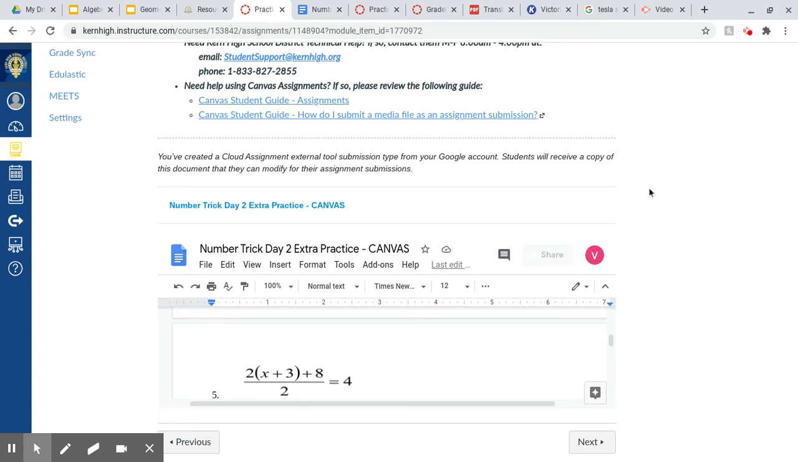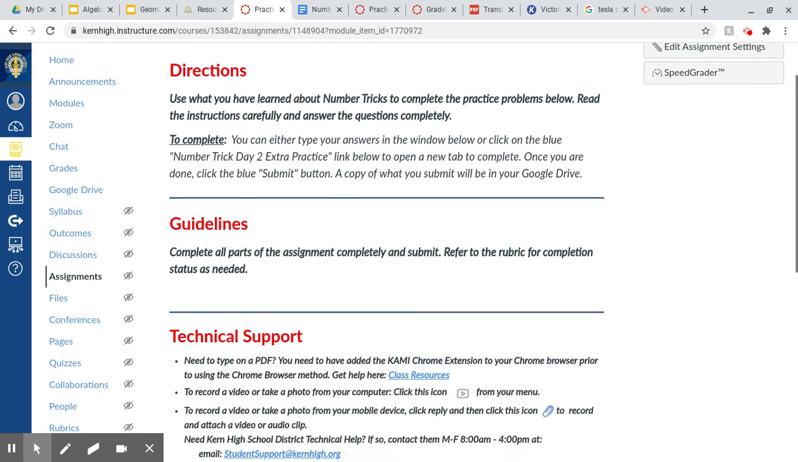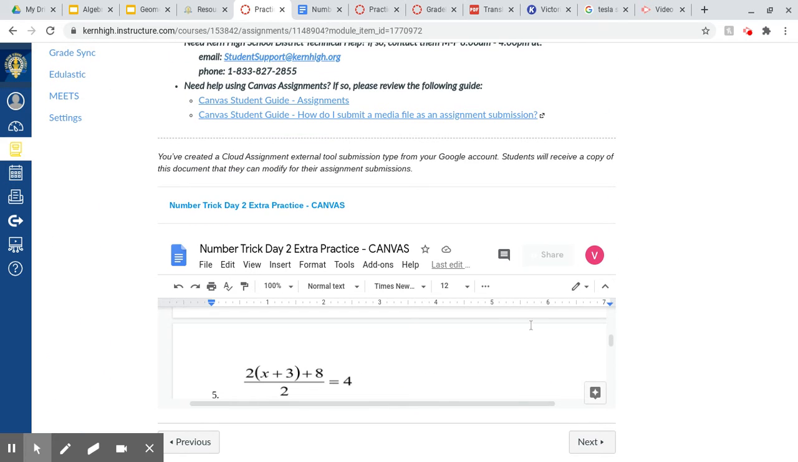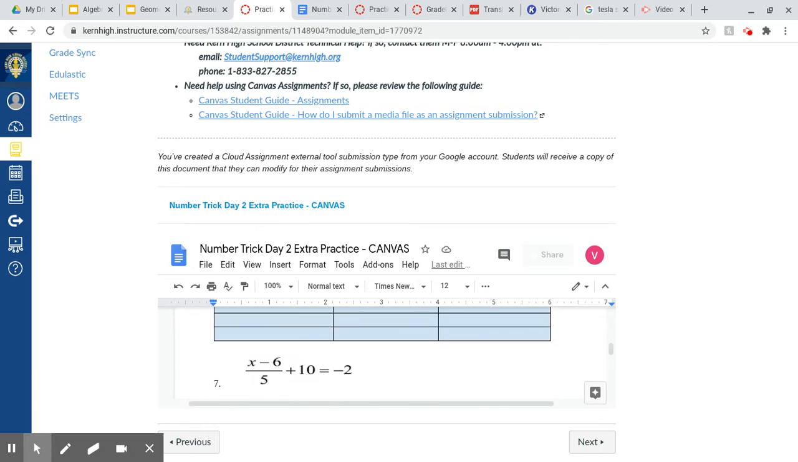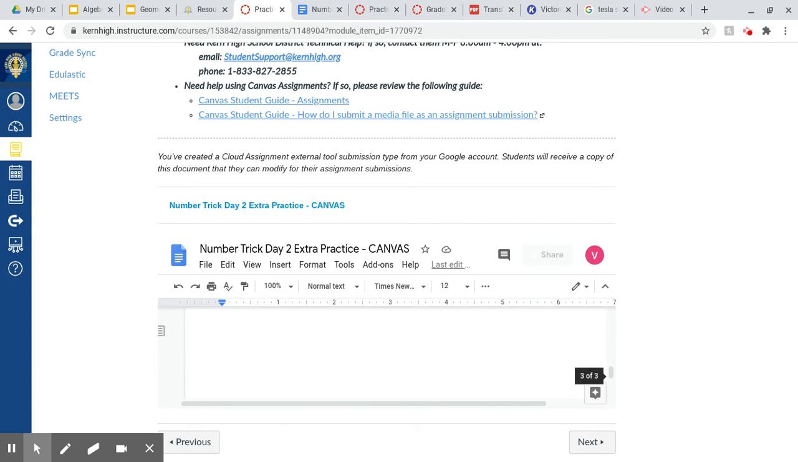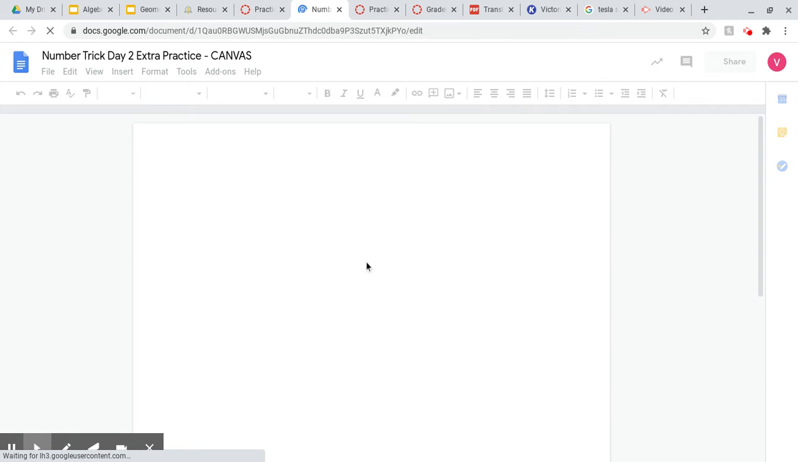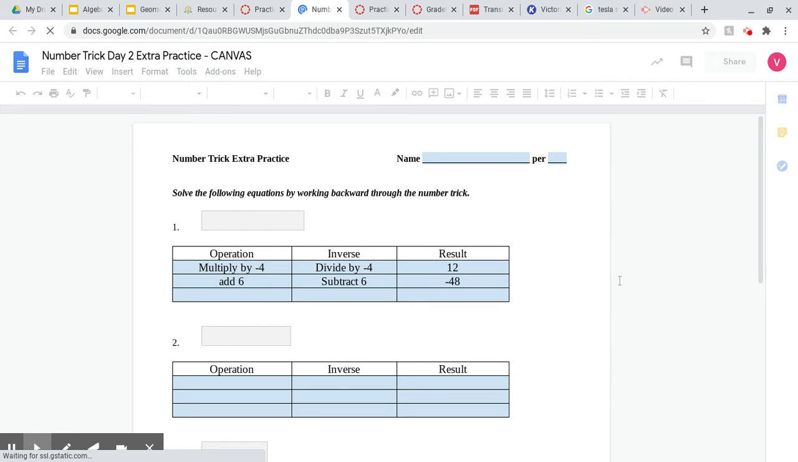Okay, so for this assignment, practice number trick equations, if you notice, it has this window open at the bottom, and you can totally type in here if you want. Frankly, I think it's a little too small, so I like to click on the link right above it, and it'll open up a brand new document in your drive. And wait, let me let it load.